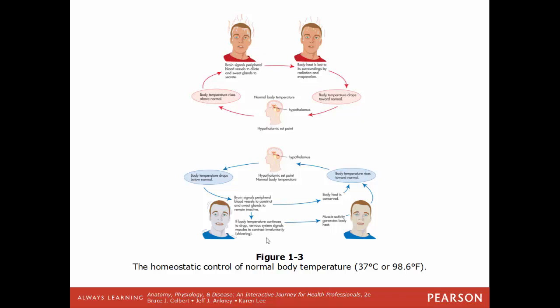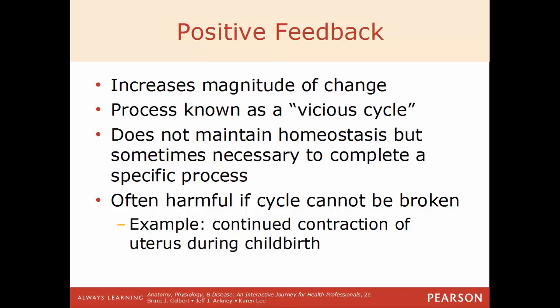This is why you shiver when you're cold, to generate heat so you can get warmer. With body heat conserved by the blood vessels constricting, and the addition of shivering, your body temperature will get warmer, and you end up getting back to normal. These are all very basic, very straightforward examples of regulating homeostasis just with body temperature. All right, those are examples of negative feedback.